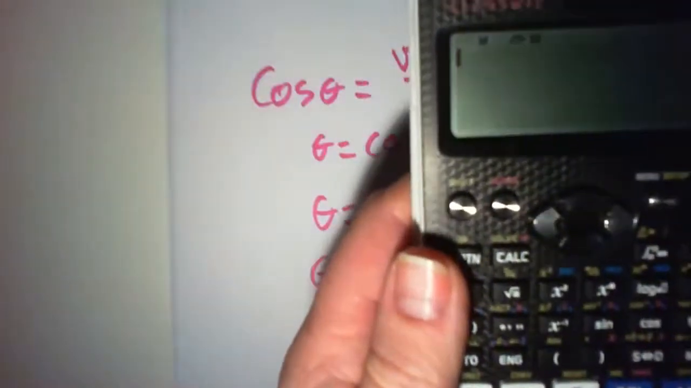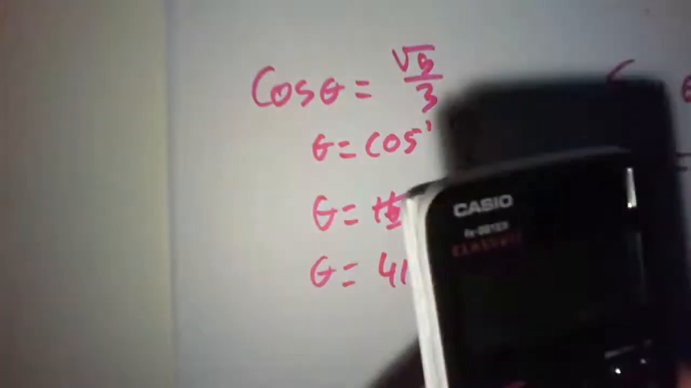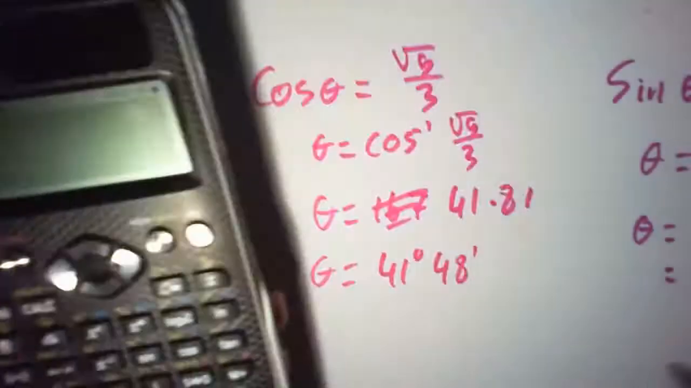You can do the same for tan inverse. Okay? So that's how you convert the ratio back into the angle. Okay? To turn the angle into the ratio, it's pretty easy. Watch.